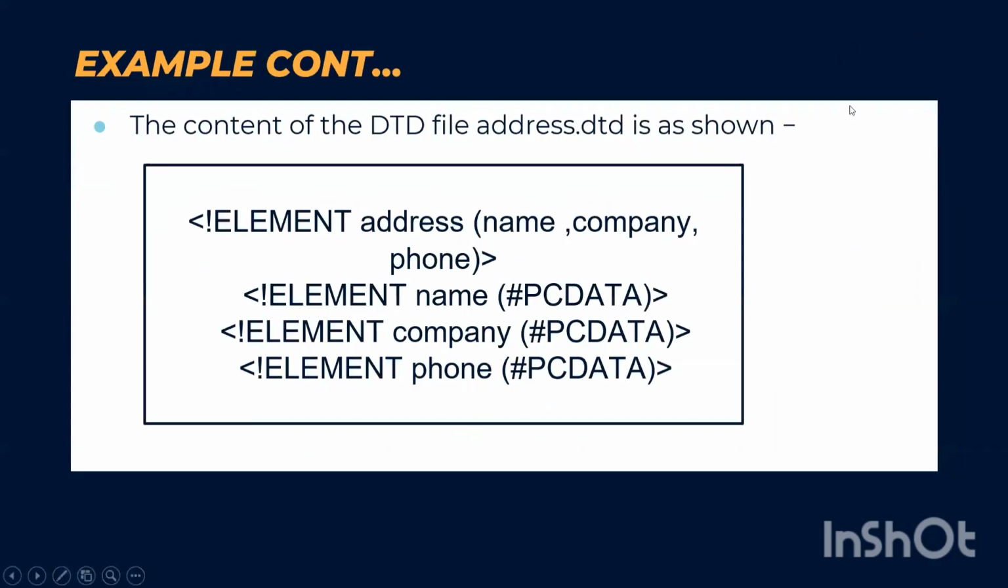So next, this is the continuation of that example, and this is the .dtd file which contains the elements which are declared externally. Here, this is the opening tag, and address is the root element, and name, company, phone are the elements in this.